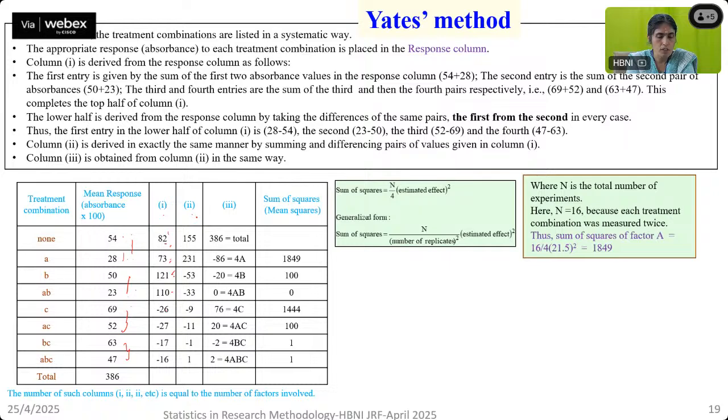Then in the fourth column, similar exercise is carried out. Take the adjacent pairs, sum them, then get the 4 values, take the adjacent pairs, reverse them and take the difference. Since there are 3 factors, do the exercise till this third level, then you will see that you get a total of 386, which will match exactly with the total sum over here.